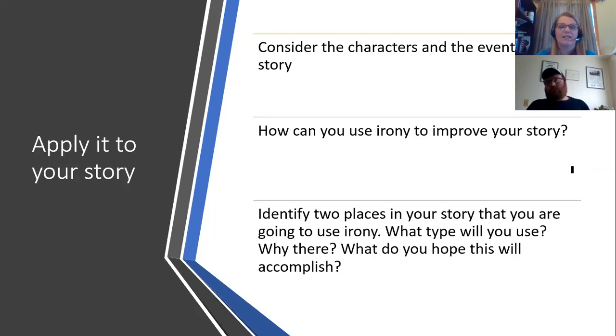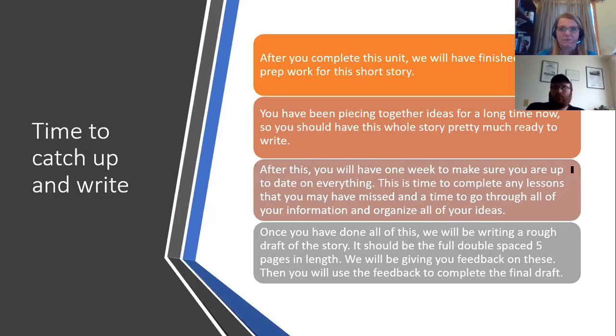But just make sure that you identify 2 places, because the other reason why we want to do that is so that when I'm giving you credit on your story for whether or not you did something, I want to know where to look for it. I don't want to miss it somehow. So that's something just to think about.